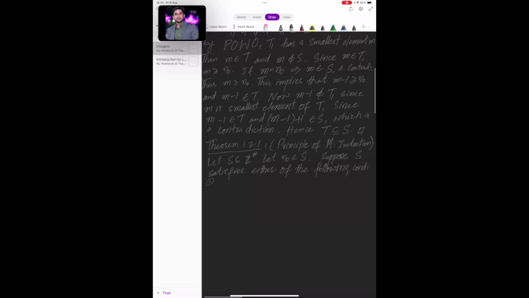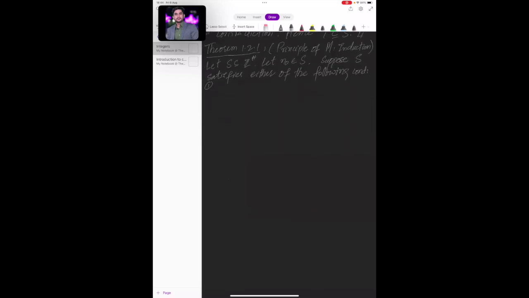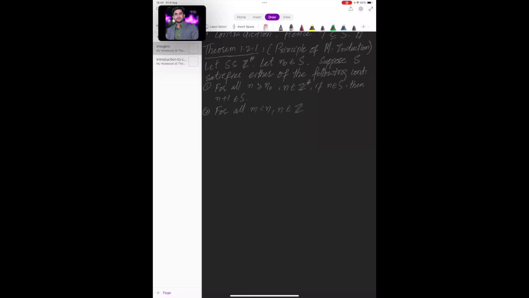Conditions. Number one, for all n greater than or equal to n naught, where n is a positive integer, if n is inside S, then so is n plus 1 inside S. Number 2, for all m less than n, for n a positive integer, if m is inside S, then n is also inside S.